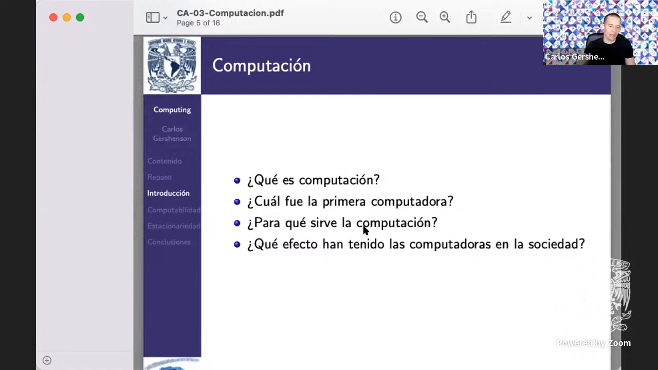General purpose. And, well, what can we do with computing? Well, we can do many things, of course, like having this class online. And it is general purpose. Of course, they have their limits as well. But we can see what effects computers have had in our society just in recent years.